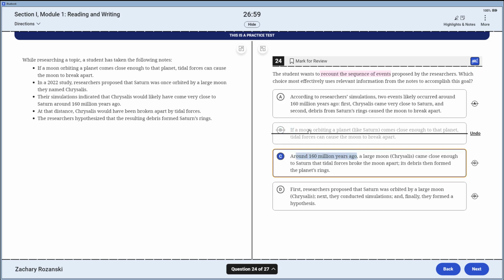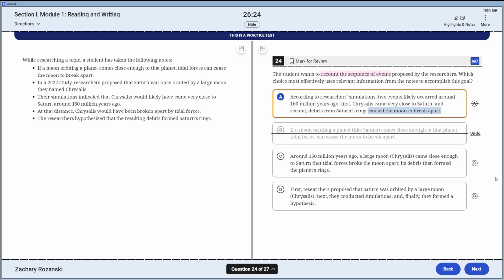Around 160 million years ago, this feels good, just like this one did. The moon came close enough to Saturn that tidal forces broke the moon apart. Okay. So both of these seem to be providing a sequence. Both of them do what I think this goal should do, so I have to dig in and see what's different between them. Two events likely occurred. This feels like two events too. First, a large moon, Chrysalis, came close enough to Saturn that tidal forces broke the moon apart. And second, debris from Saturn's rings caused the moon.